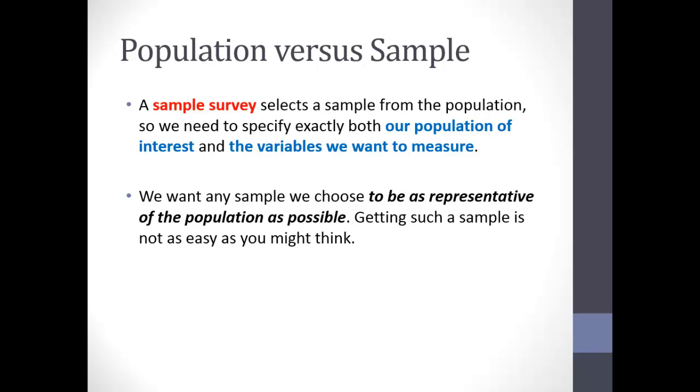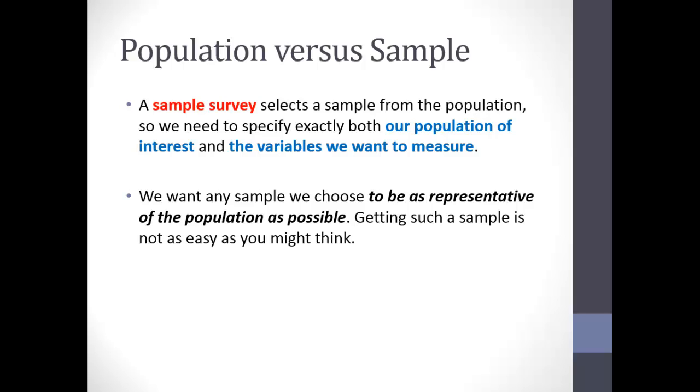And then finally, a sample survey is something that selects the sample from the population. For a sample survey, we need to specify exactly who our population is and what we're trying to measure. For the simple example, the population is the Ohio State students, and what I wanted to collect information on was their major.